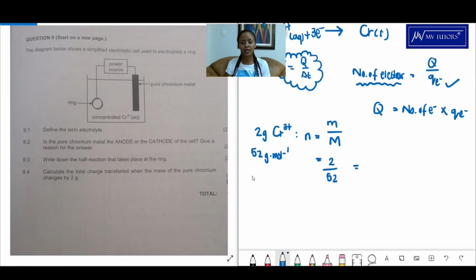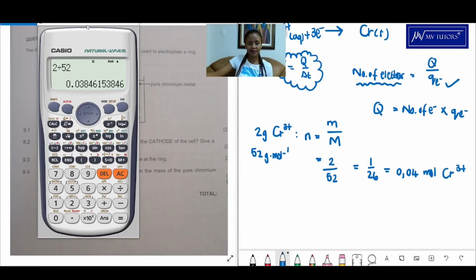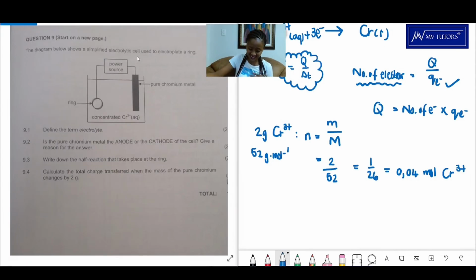So what is that answer? I'm going to say 2 divided by 52, so that is 1 over 26. I'm going to keep it as 1 over 26, but we can round it off to 2 decimal places, which is going to be 0.04 mole of chromium 3 plus. So yeah, now what are we going to do? How does this help us? Again, like I said, I consulted, guys.